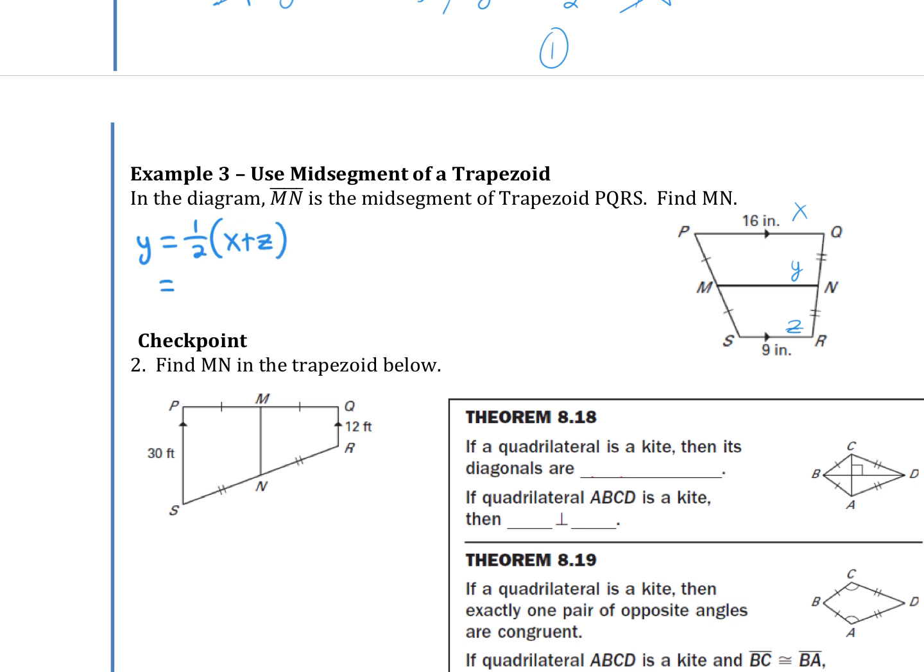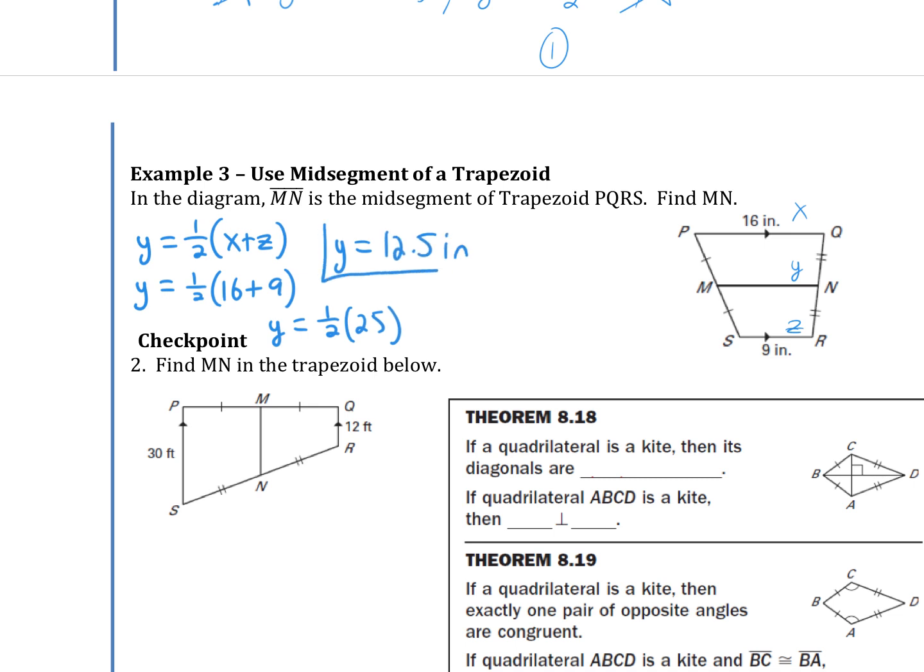So Y we don't know. We're going to keep calling that Y equals 1/2 of what's X. It doesn't matter. You could call it X16. You could call it X9. I like to go top to bottom. So X is going to be 16, and Z is going to be 9, right? So we get Y equals 1/2 of 16 plus 9 is 25, and half of 25 is going to be, Y is going to equal 12.5, and that's going to be inches, okay?